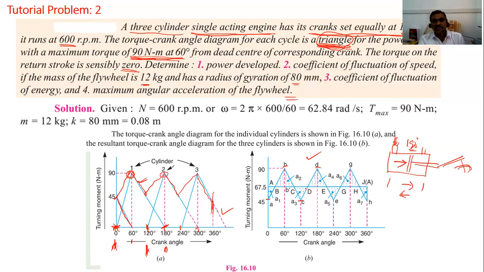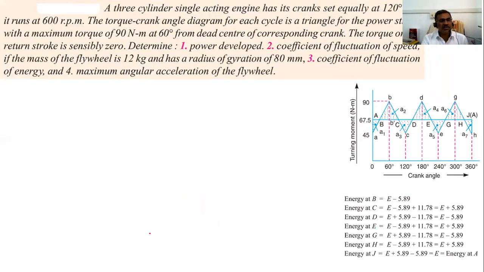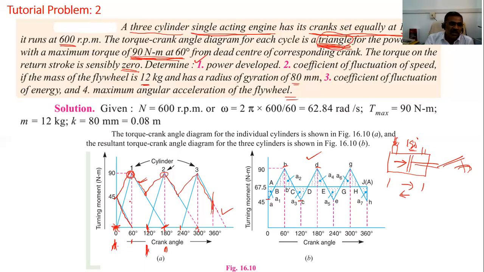Here, our objective is to find delta E. We have to calculate all the things. The first step is to calculate delta E, but before that, let us calculate the power developed. How do we calculate the power developed? First, calculate the work done by one cylinder. That is the area of this triangle. The area of the triangle gives the work of one cylinder. So how do we calculate the area of the triangle?